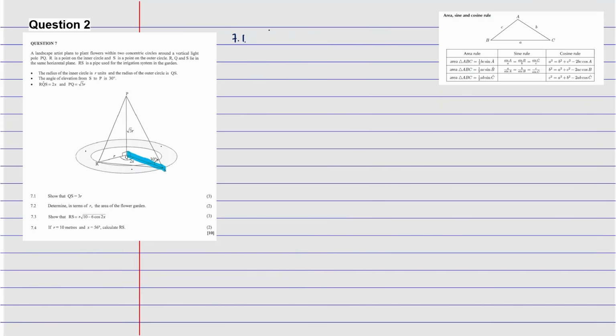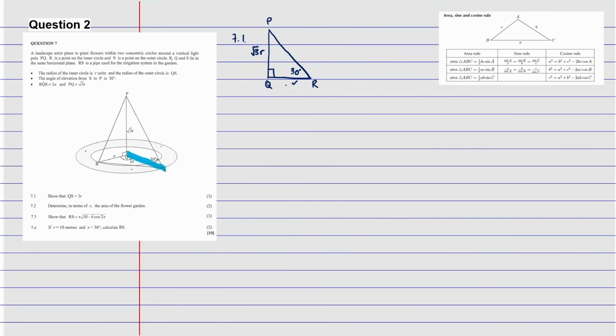So if I had to redraw this, I like redrawing because I get to see the information properly. This is P, this is Q, and this is R, and this is 90 degrees. We are given that this one is 3R, and we're looking for this side. And we are given that this one is 30 degrees.